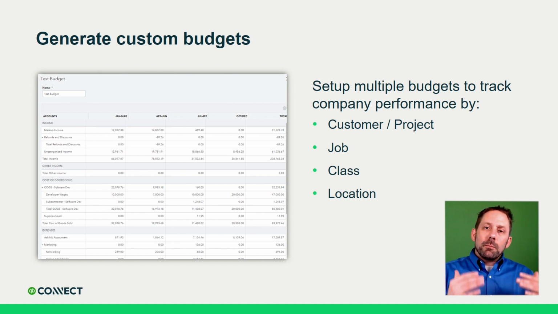You can create budgets using the information in QuickBooks Online, and then you can break them apart by customer, project or job, classes, or locations. And you can have multiple budgets. So now you're not just doing historical accounting, you're actually looking at real time how you're doing with your expectations for success in the future.